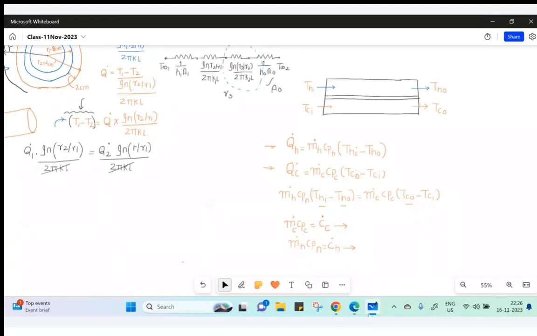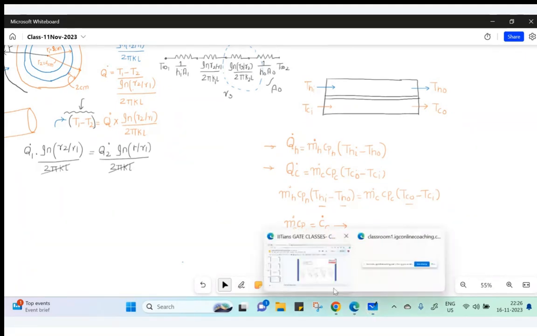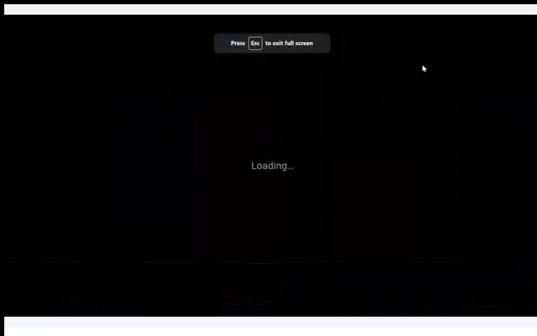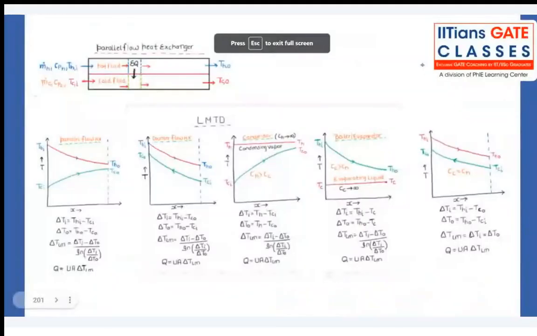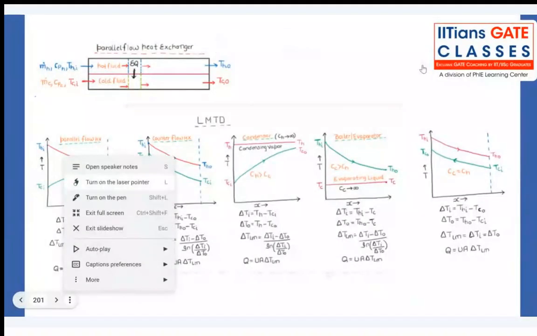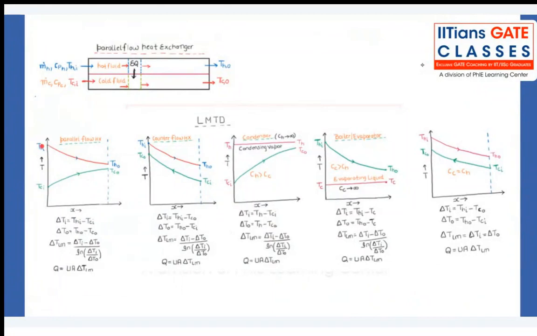Now, come back here. What is happening in a parallel flow heat exchanger? Look at it. Your hot fluid is coming in. It is getting cooled along the path. And finally, it is going out at Tho. Cold fluid is coming in. It is getting heated. And finally, going out at Tco.